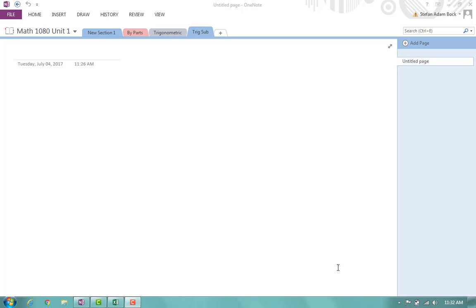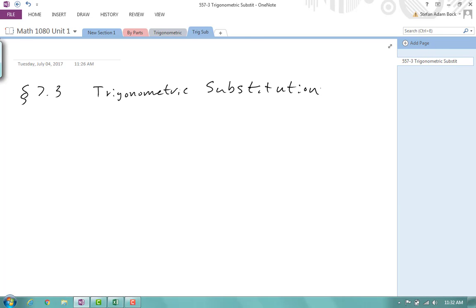So as an immediate follow-up to trigonometric integrals from 7.2, we have trig substitution. And this is section 7.3. It's a standard way of dealing with integrals which contain the sum or difference of squares. And really the best way to set this up is to simply do one. So why don't we find out what the area of a circle is?